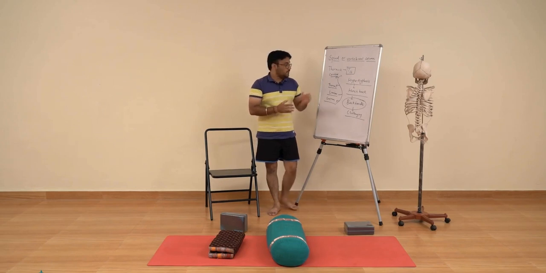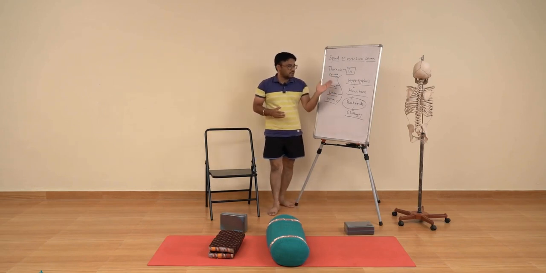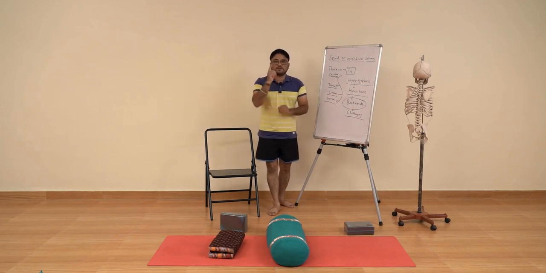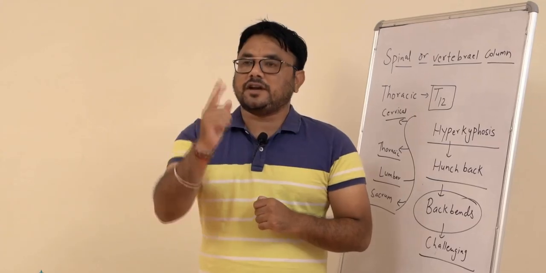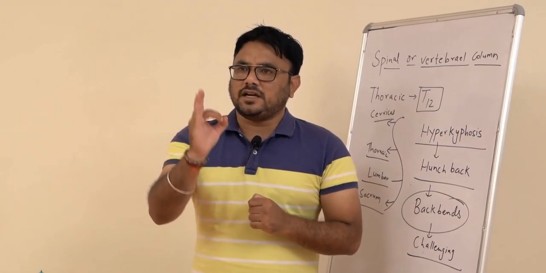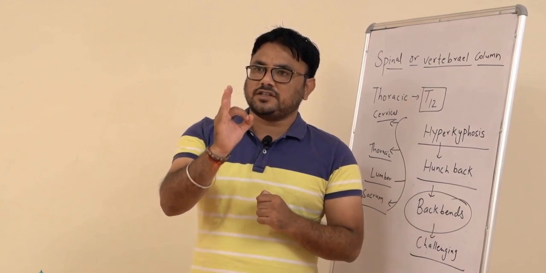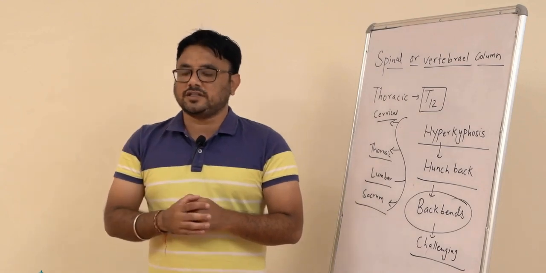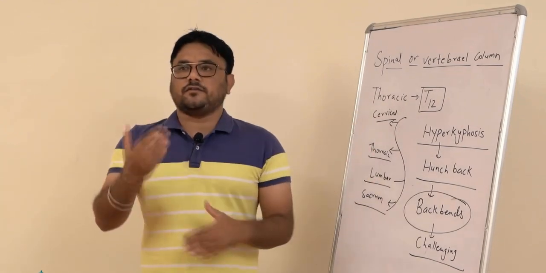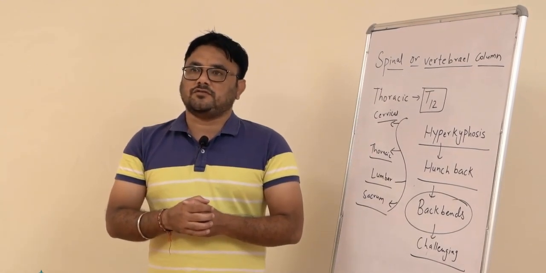So I hope this is clear to you. The thoracic T12, hyperkyphosis, hunchback, back bend is challenging, S-shaped natural curve of your spinal column. So try to maintain your normal spinal curve. When you get time, take a little pause, check your cervical, check your thoracic, and take care of it. Any questions, any queries in relation to thoracic, cervical, you are most welcome to share with me.